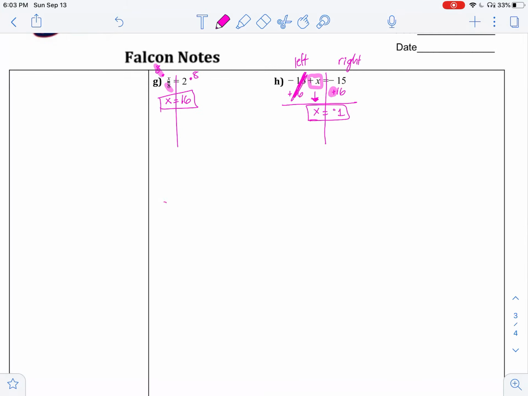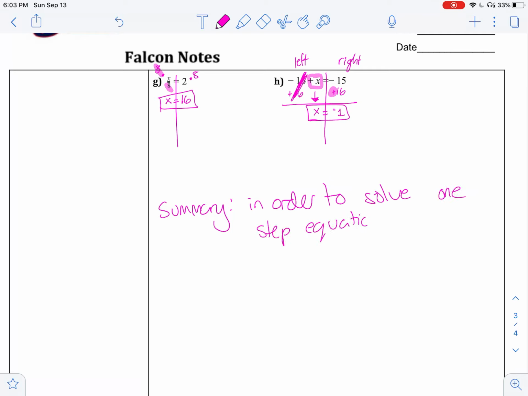So in summary, in order to solve one-step equations, we must use opposite operations.